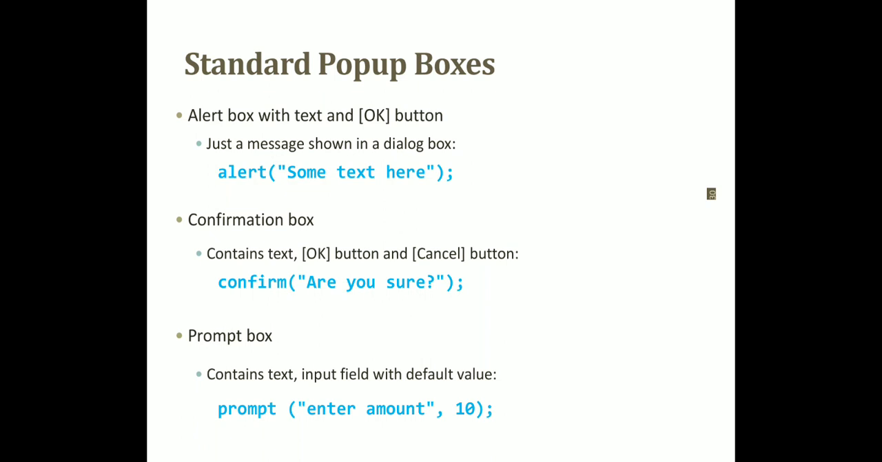Third, the prompt box. It contains the text and an input field with a default value. For example, prompt enter amount, and the default value will be 10. So it will prompt, asking for input.